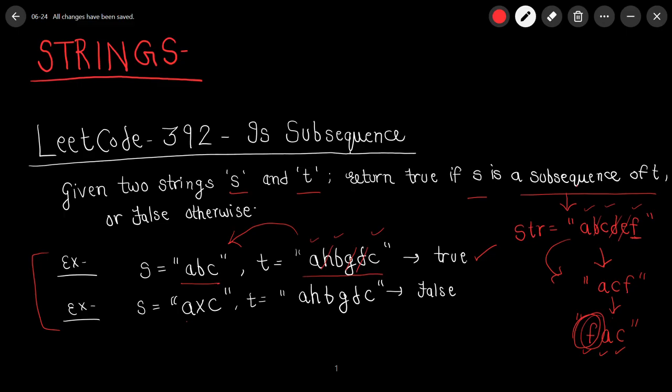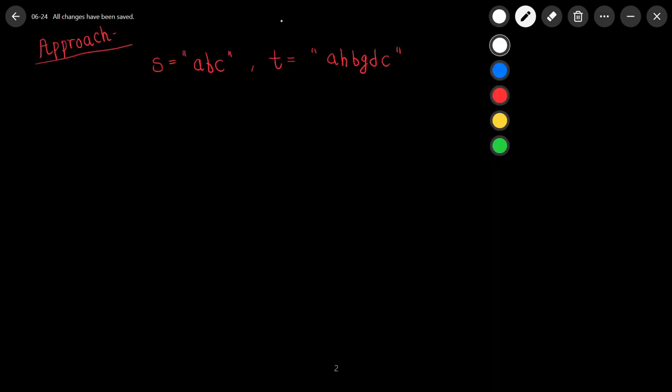Similarly, in the second example, A matches, so fine. X doesn't match with any of the characters. X is not even present in T, so that's why we return false, because this can never be a subsequence. I hope the question is clear. Now let's head over to the approach.